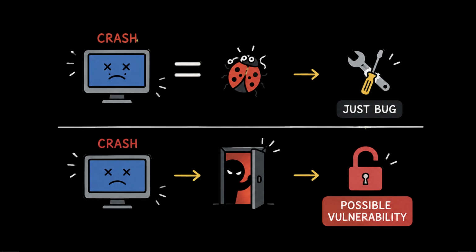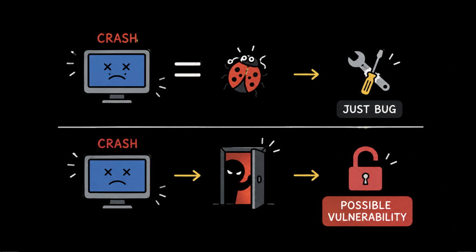And many people think crashes are just bugs. But in security, crashes are very important. A crash can mean invalid memory access, corrupted data, and broken logic. And if an attacker can control these situations, they may control the program itself. So a crash is often a signal, not just a problem.